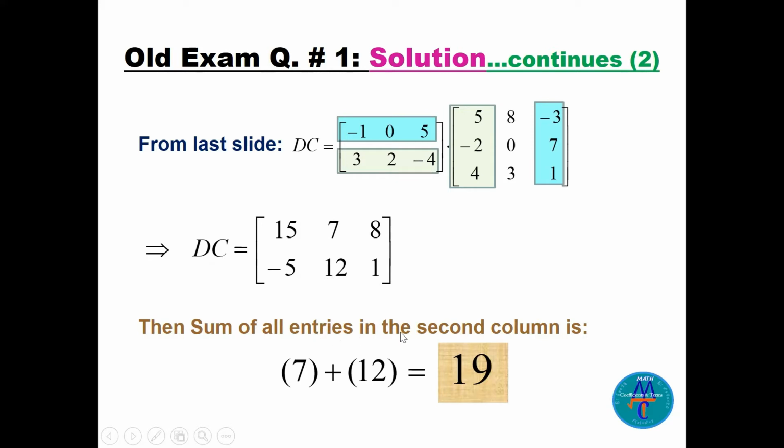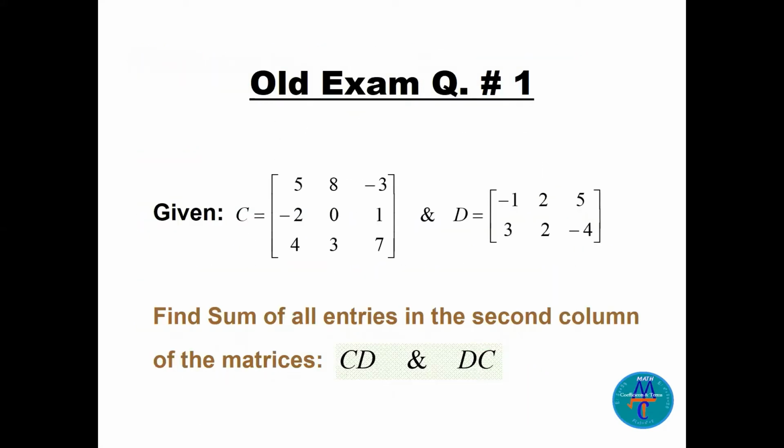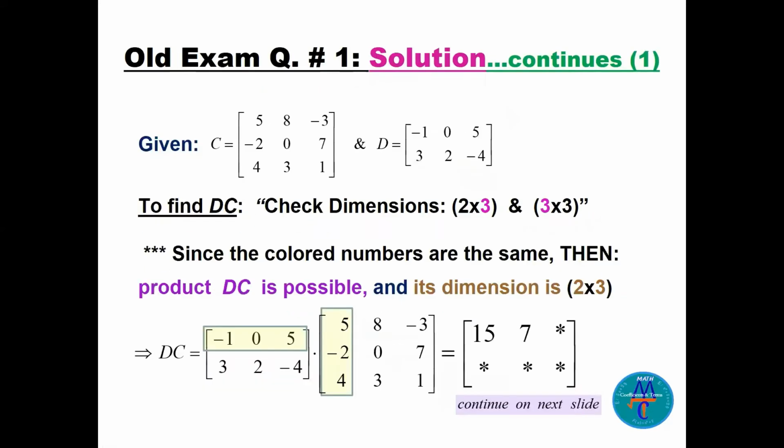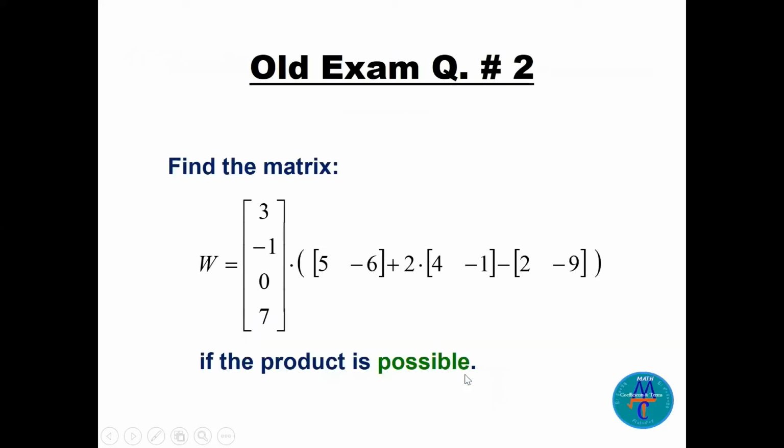What do we need? The sum of all entries in this second column. Look at the question here. The entries in the second column. So we take the second column. This is the second column here, 7 and 12. So when you add them, you get 19.